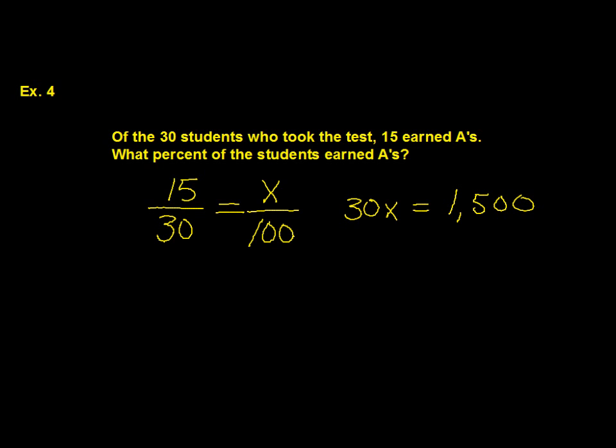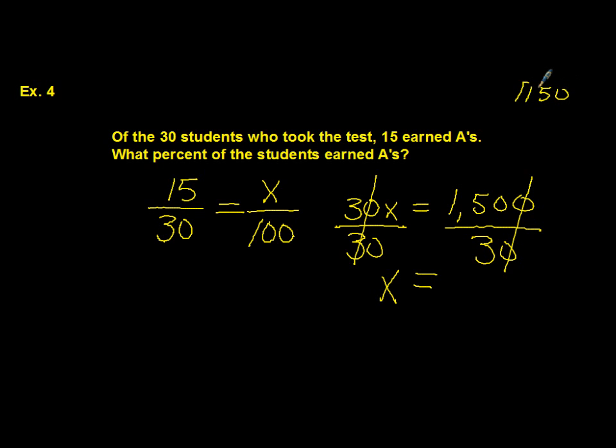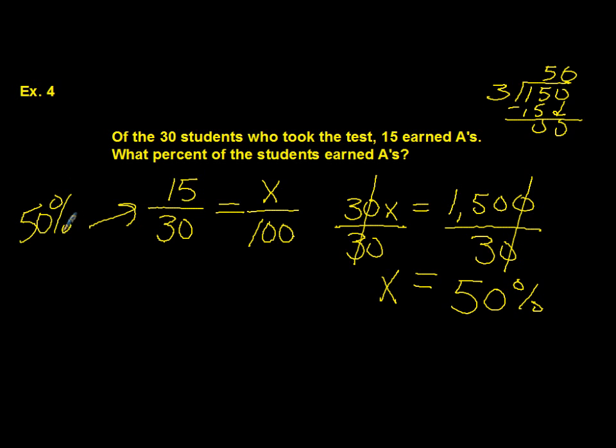Now we're going to work on isolating the variable. So we'll divide both sides by 30. By 30. We can cancel here. We end up with x equals, we can take off a 0. So we have 150 divided by 3. X equals 50%. Again, you probably already knew that 15/30 was equal to 50%, but understanding the procedure of how to get that is even more important. You'll see what I mean on the next sample.